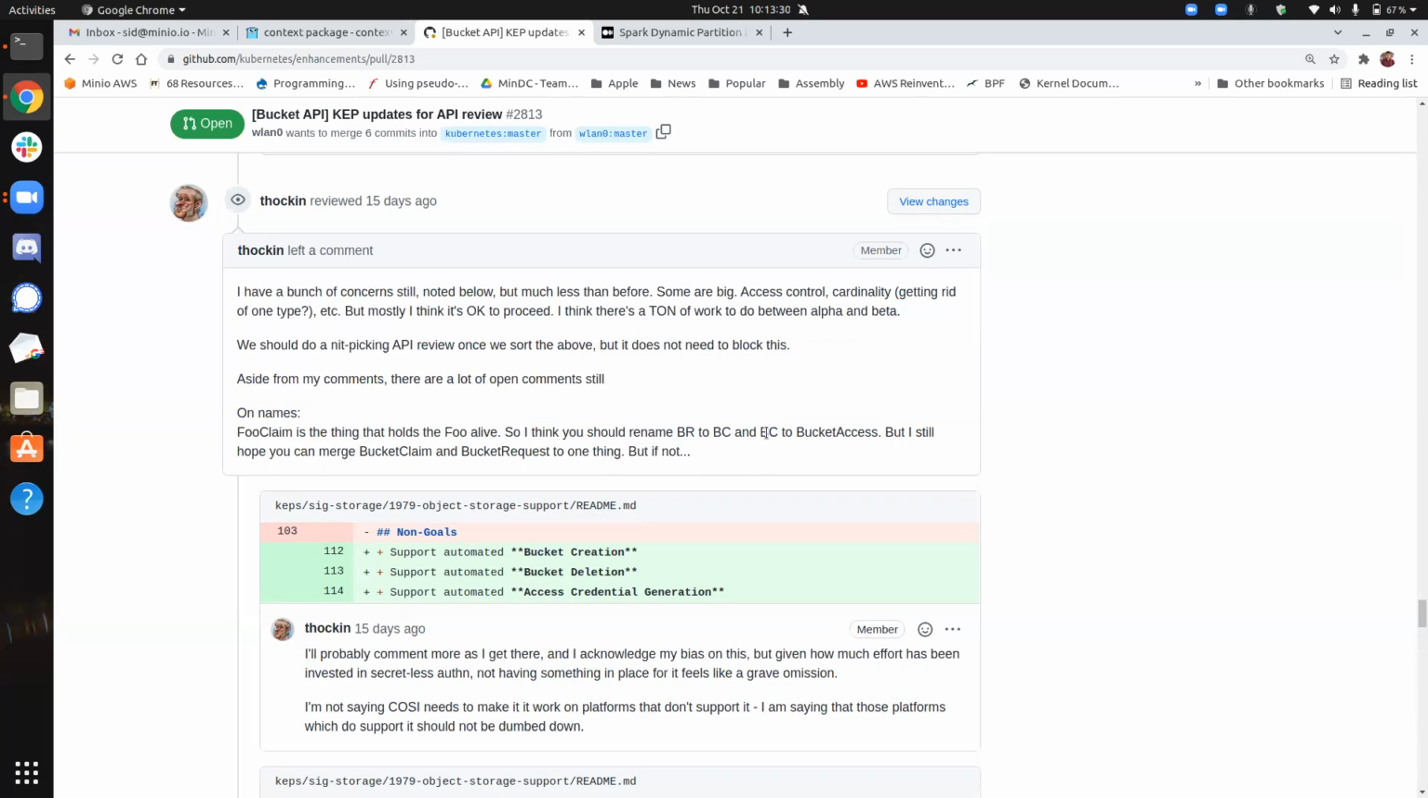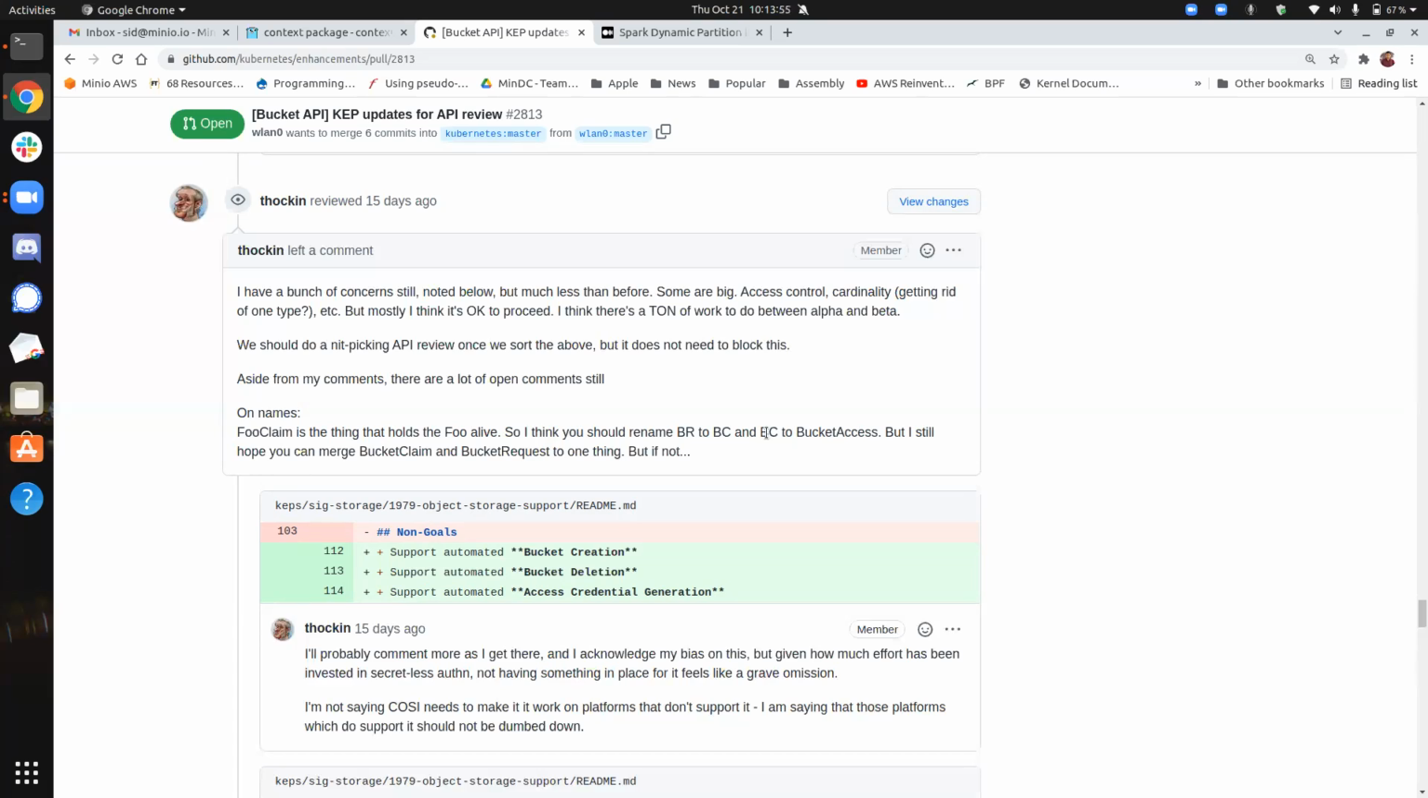But I still hope you can merge bucket... Okay, so we'd still have two things. They'd just be called bucket claim and bucket access. Right, as I read it, yeah, that's what he's saying. But I hope you can merge bucket claim and bucket request to one thing. But if not, what does he think? The answer is no, and it would be good if you understood that and why.